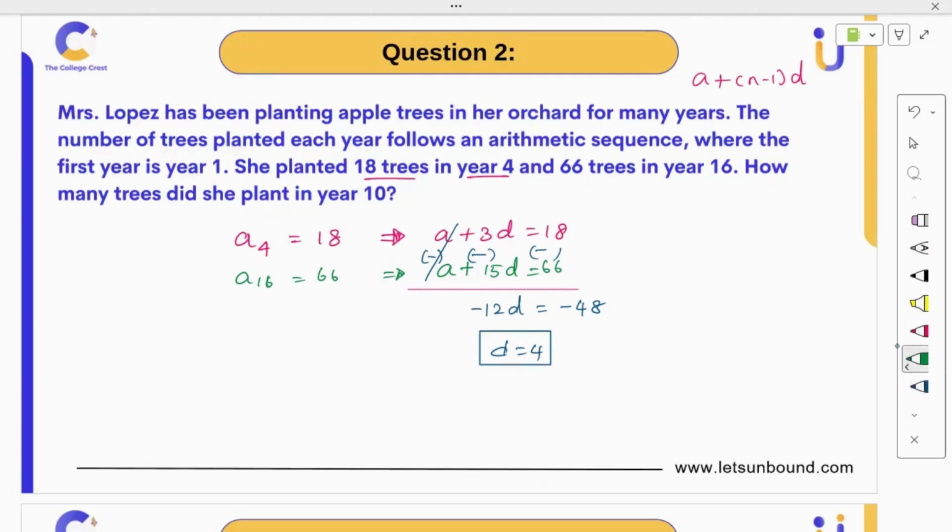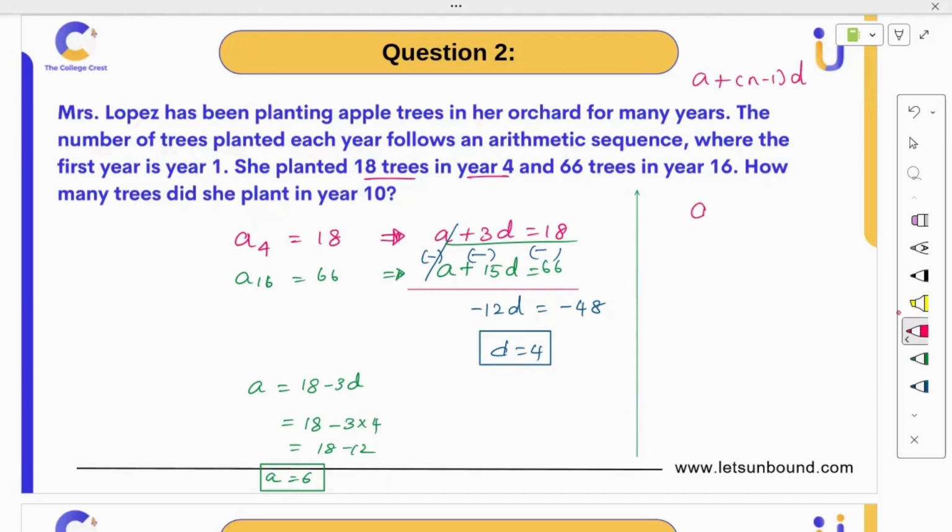Right, but I want a also. A equal to 18 minus 3d. How I got this from this, right? And I know d now. 18 minus 3 times 4. 18 minus 12. A is 6. That's it. So in 10th year, it's easy to find.